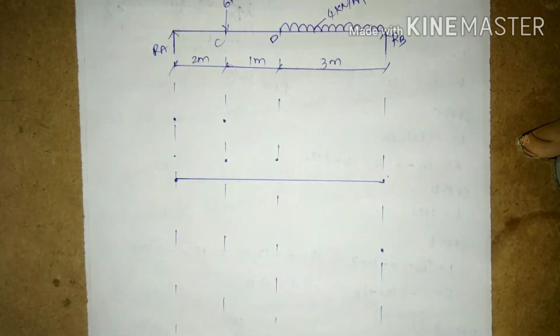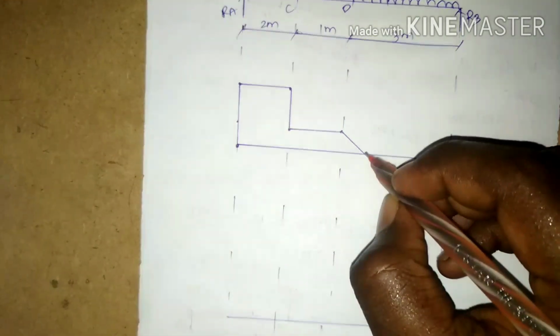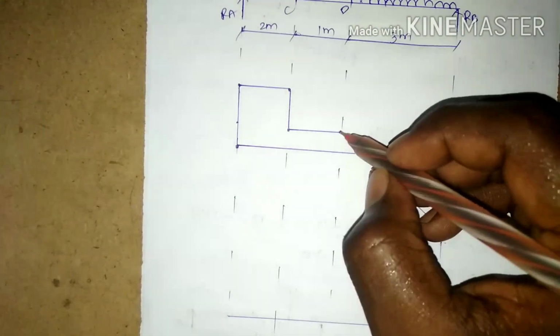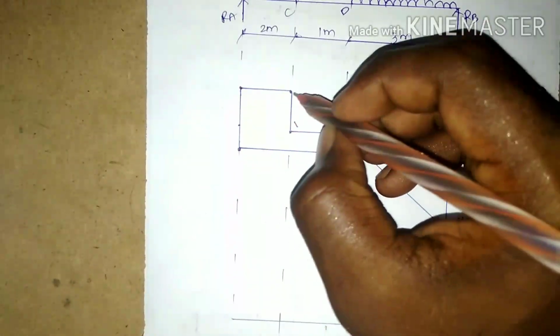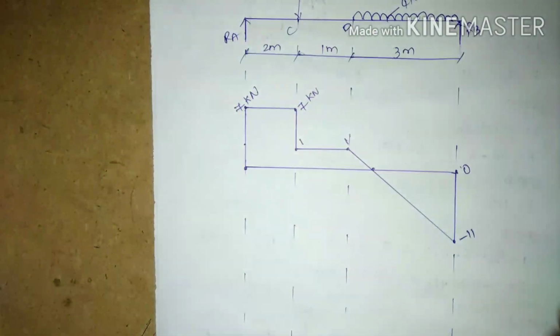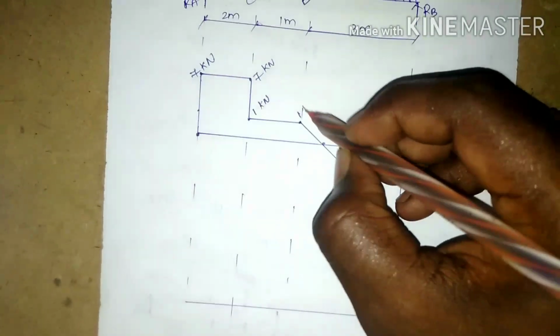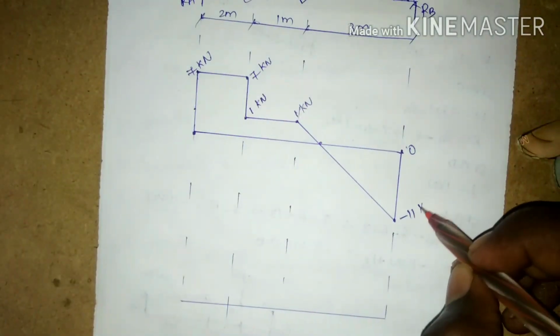Joining the lines with a scale, the values here are minus 11 and 0. Here we are getting the value 0, here 1, here 1, and here 7, here 7 kilonewtons. The units should not be forgotten in the diagram, because they are very important to recognize the values of the shear force and the bending moment.